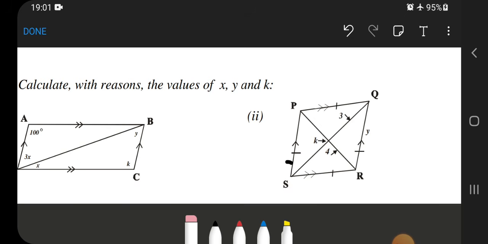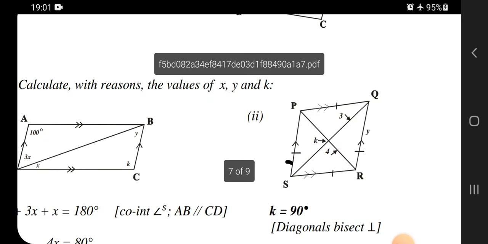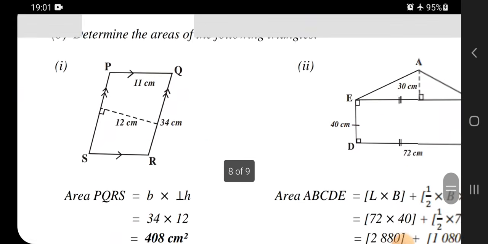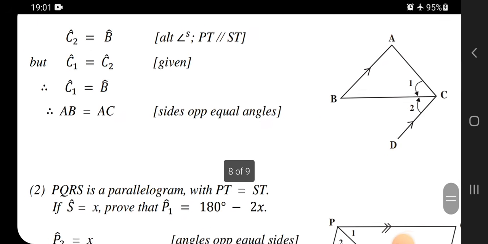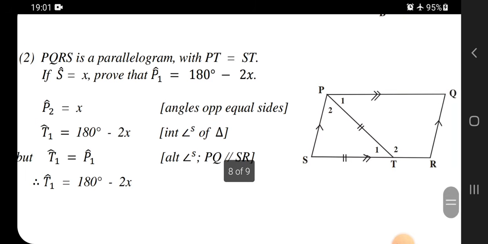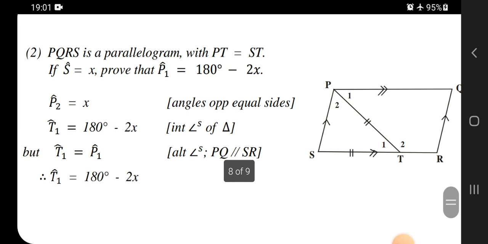Yeah, thank you very much, guys, for watching. Let's see, are we done? Yeah, from there you need to know how to calculate. This is another example that you can look into.